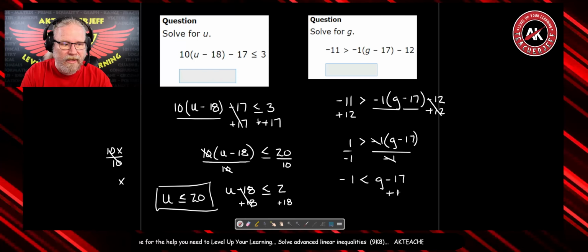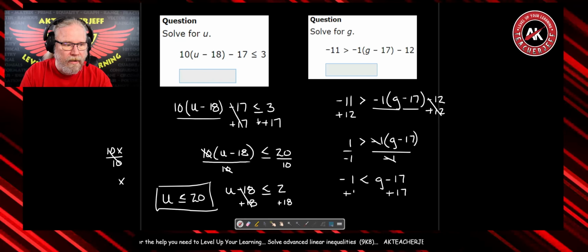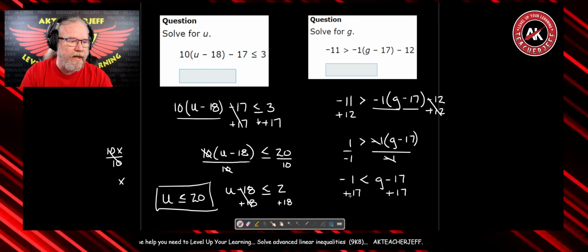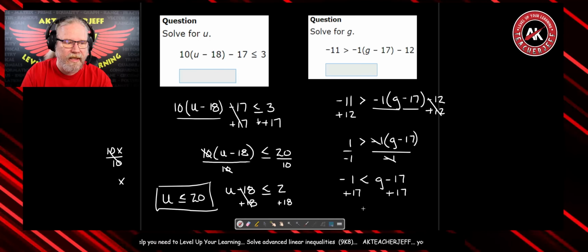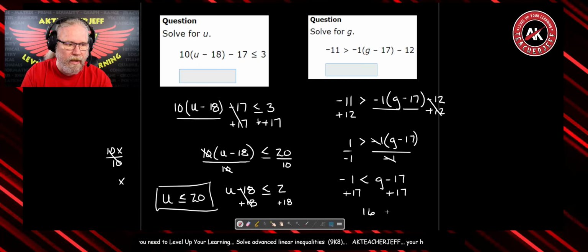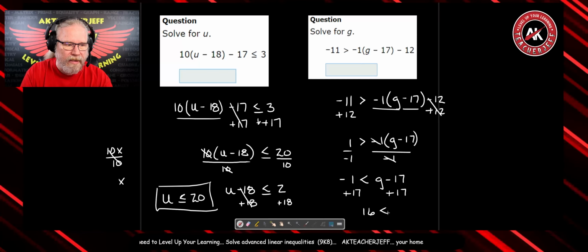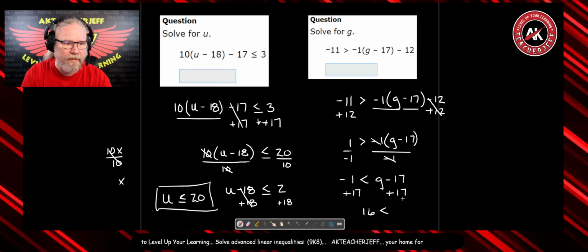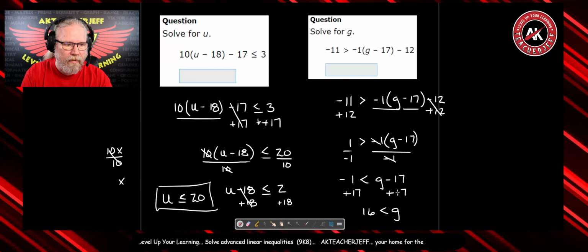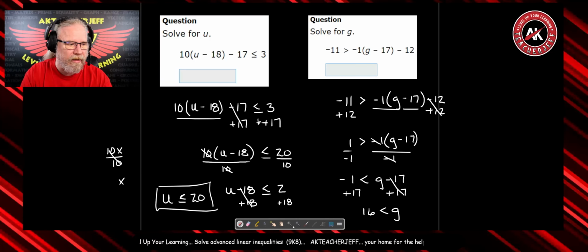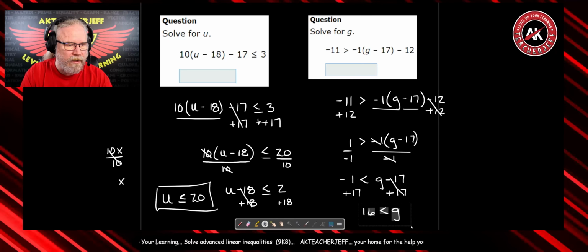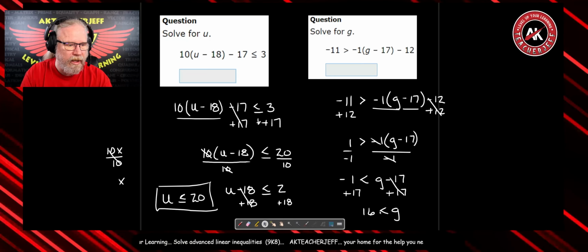Now let's go ahead and add 17 to each side to get rid of these 17 over here. Negative 1 plus 17 is going to give me a positive 16. And bring down my sign, making sure, yep, I flipped it up there. And then I'm going to go ahead and bring my g because those cancel each other. And now I end up with 16 is greater than g.